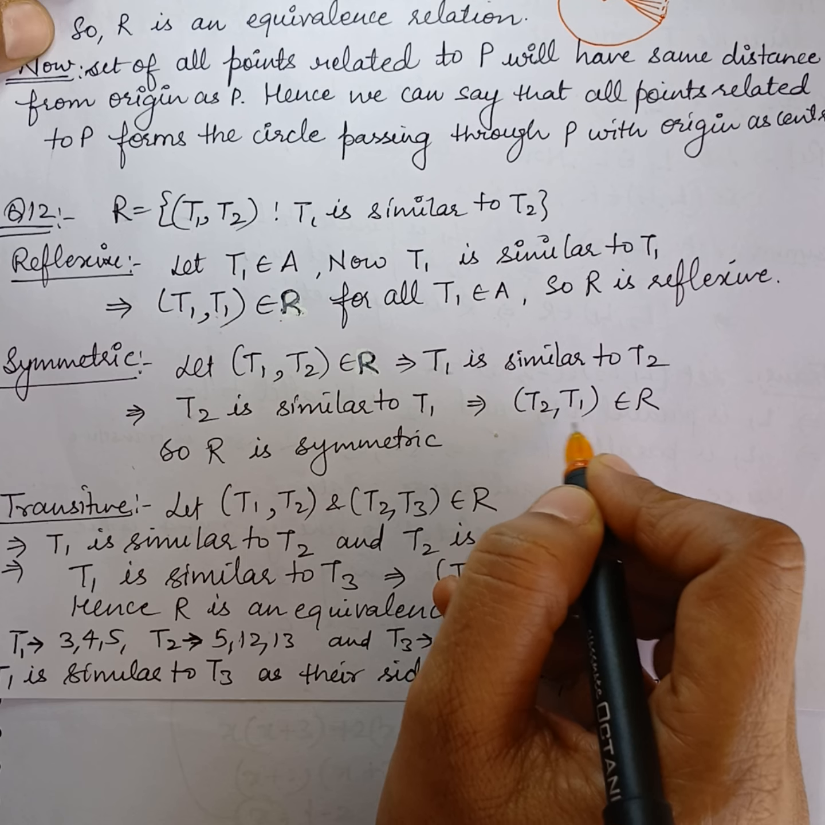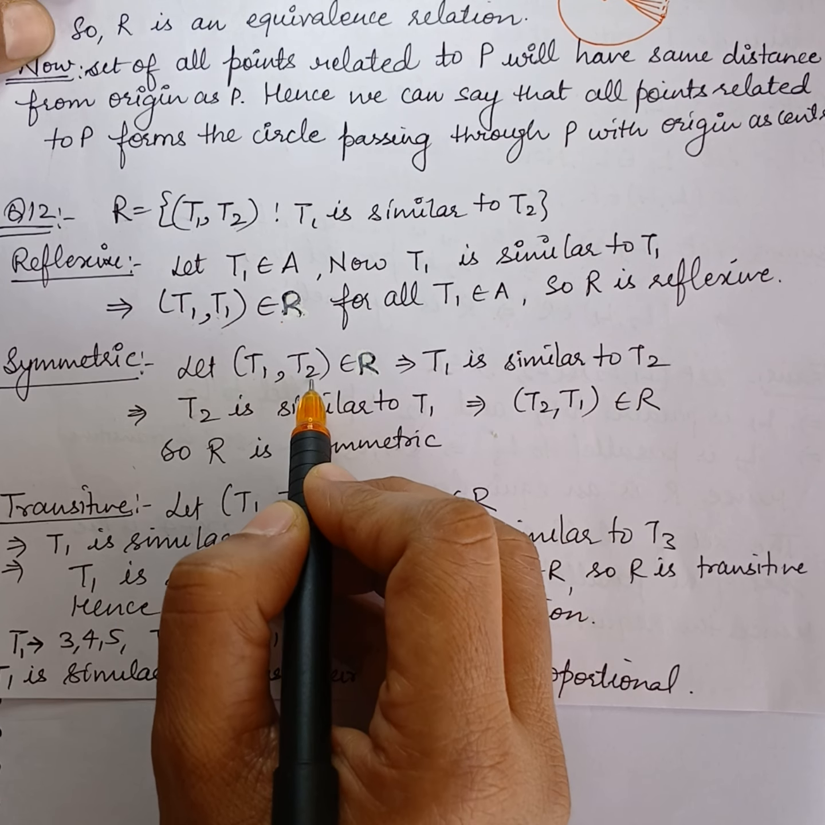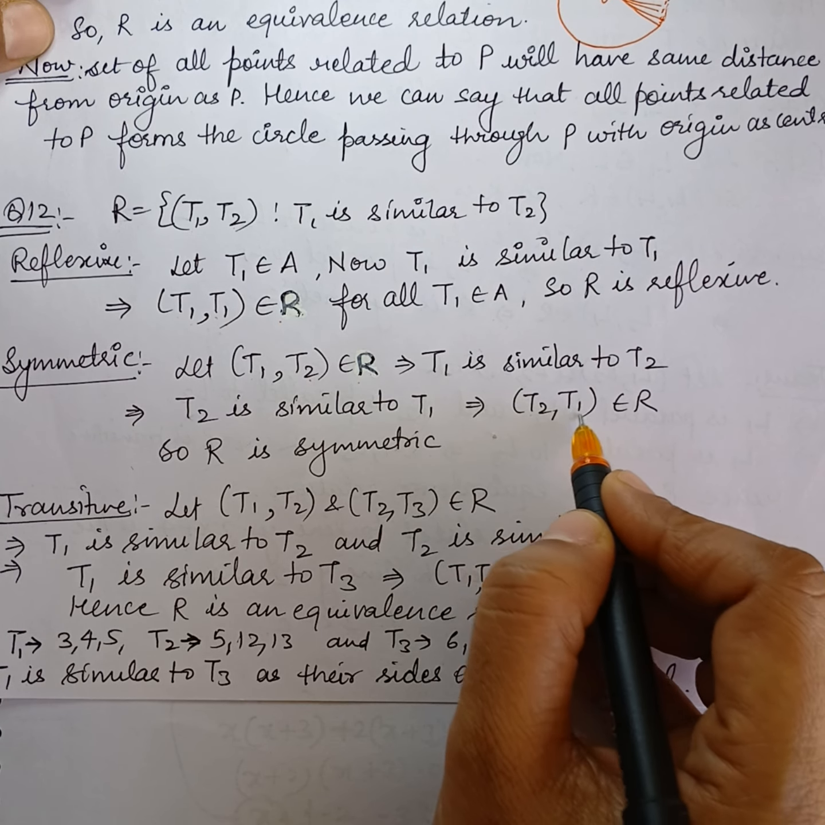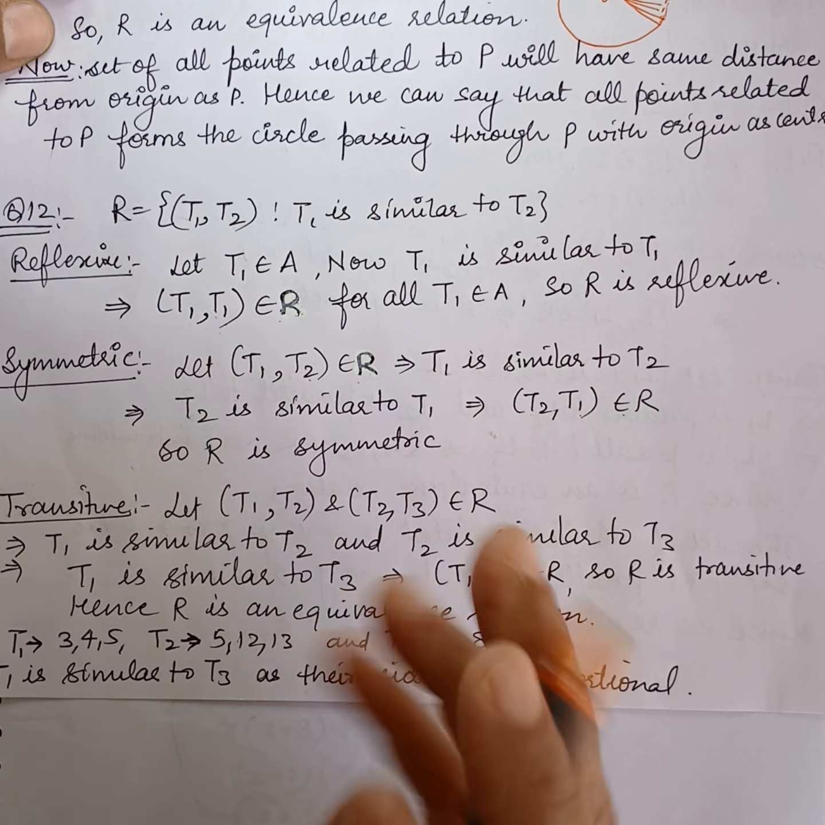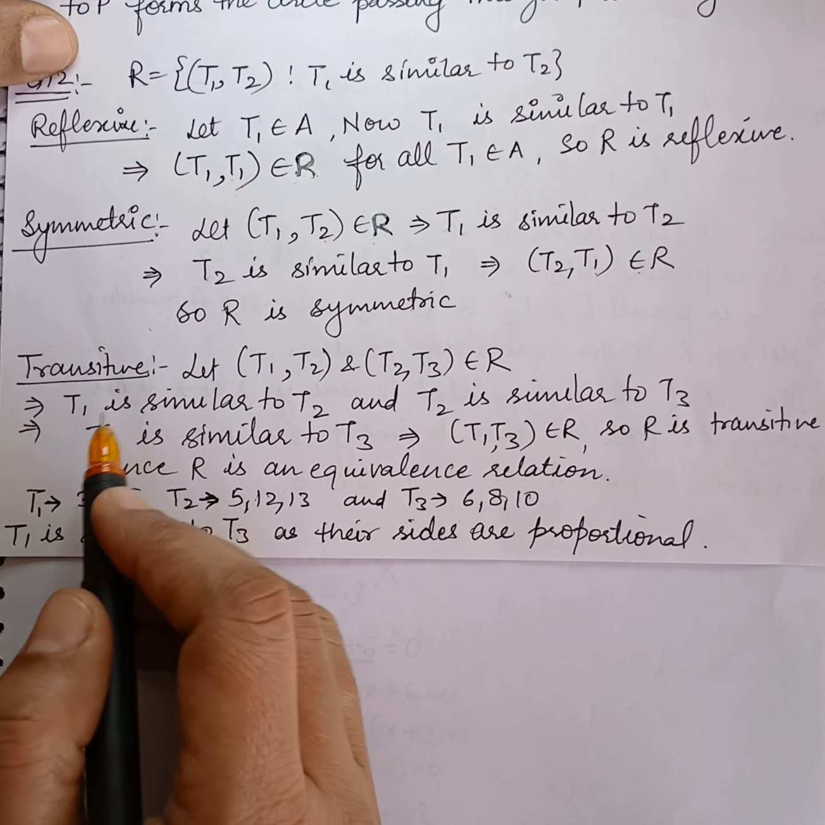So, what does it mean? (T2, T1) belongs to R. (T1, T2) belongs to R implies (T2, T1) belongs to R. So, what does it mean? R is symmetric. Now, similarly, we will prove for transitive.